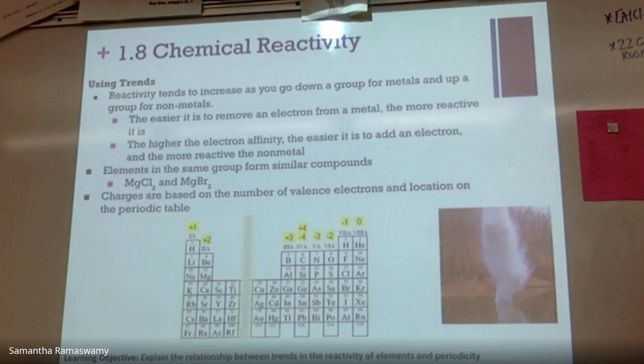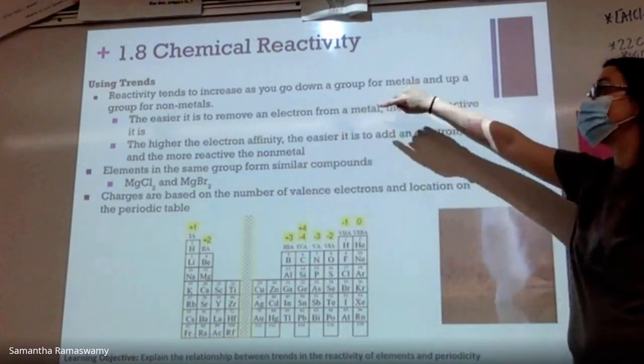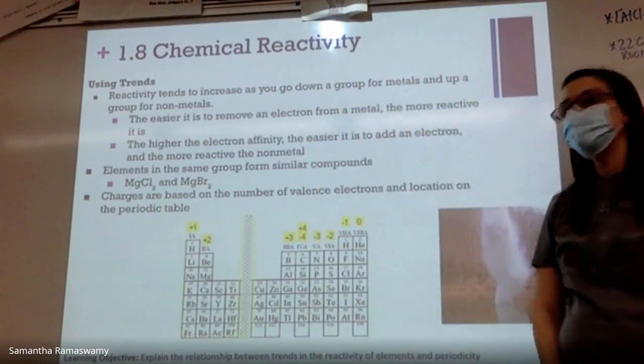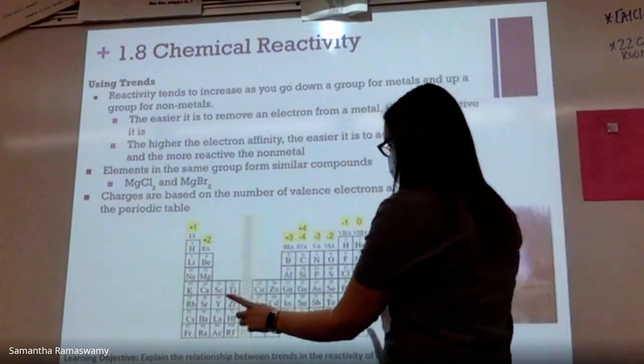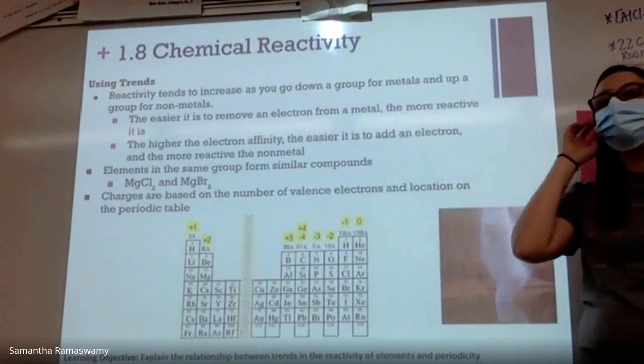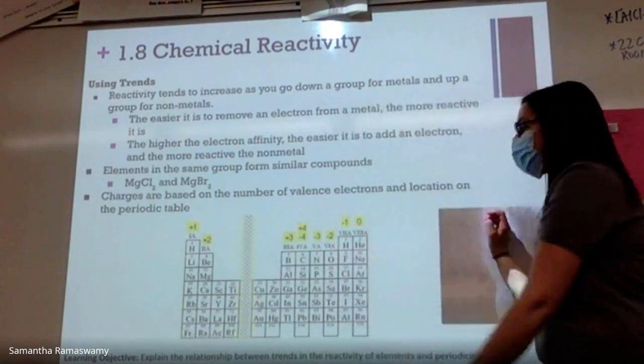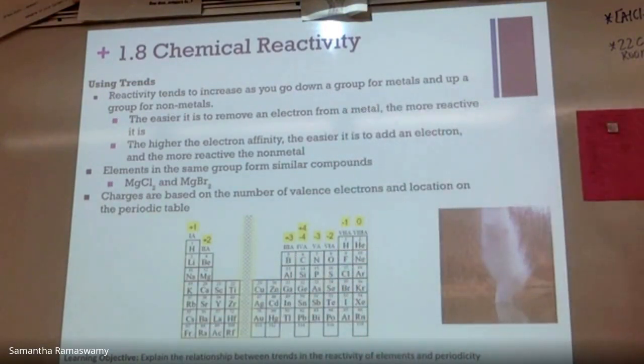What did you say was like the most reactive? The most reactive non-metal is fluorine. And then the most reactive metal is francium, Fr. So they're actually in opposite spots on the periodic table. I was just showing. Oh yeah. Yep, so francium is the most reactive metal, fluorine is the most reactive non-metal, opposite corners of the periodic table.